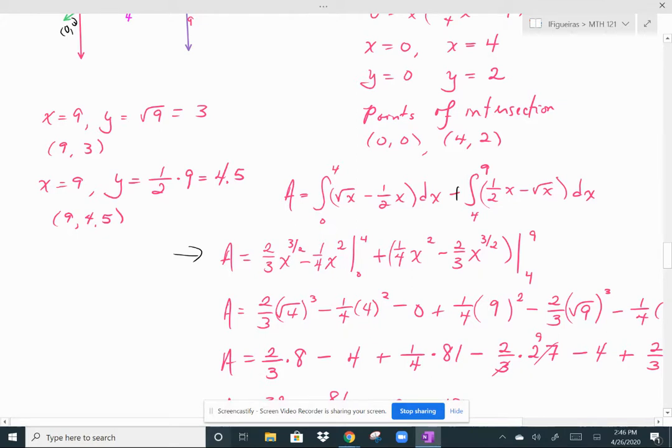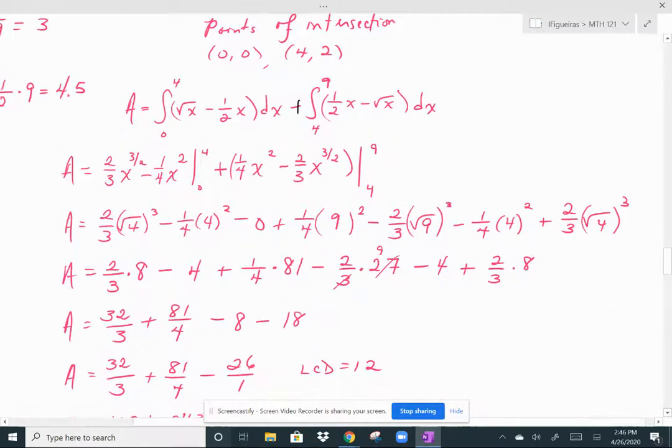Do anti-power rule. So we get 2/3 x to the 3/2. Anti-power rule again on 1/2 x gives you minus 1/4 x squared. Evaluate that from 0 to 4. Take the antiderivative of the second integral. That's 1/4 x squared minus 2/3 x to the 3/2. And that one has to get evaluated from 4 to 9.